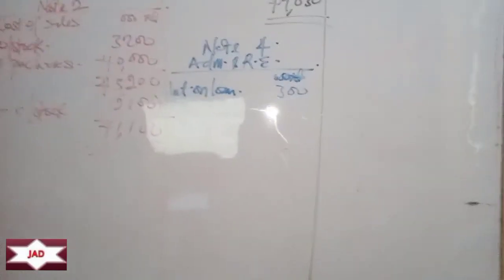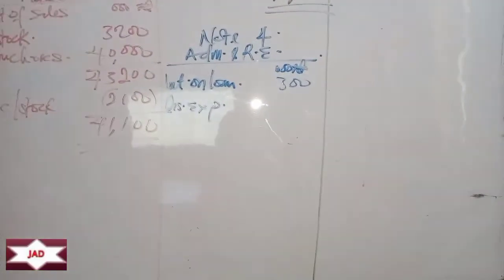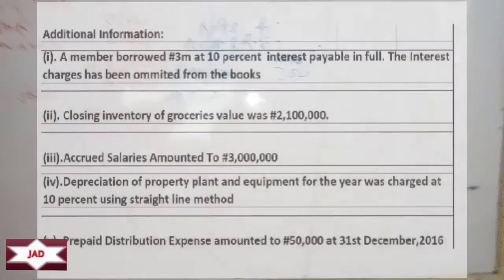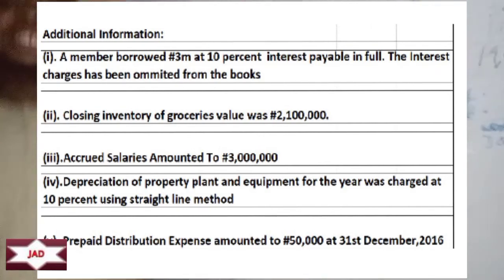I can see groceries distribution expense. So we have distribution expense. Is there any additional information there? Let's check. I can see prepaid distribution expense amounted to 50,000.